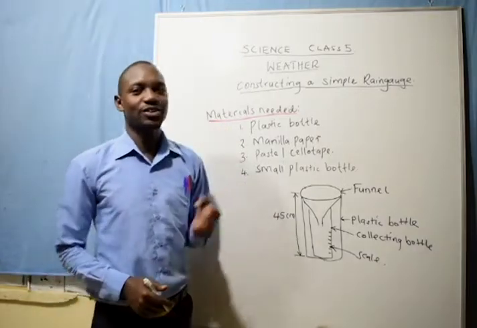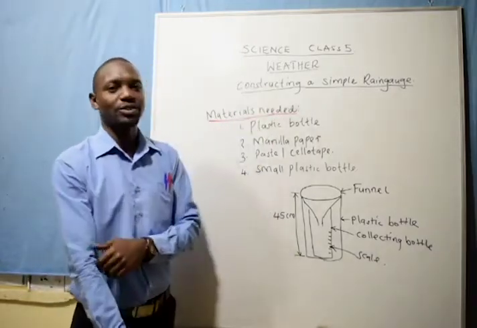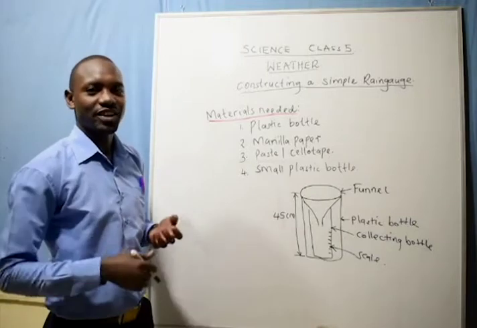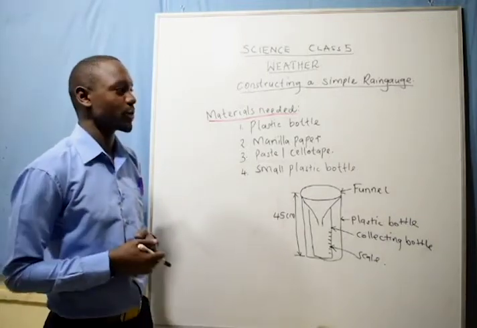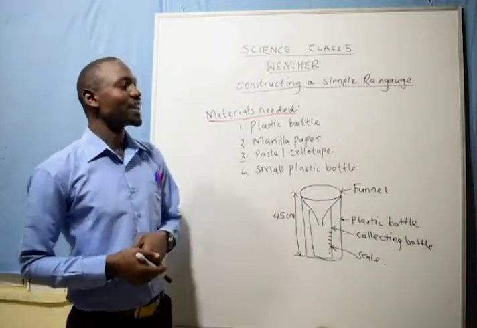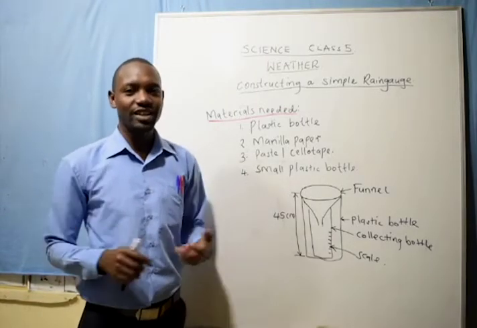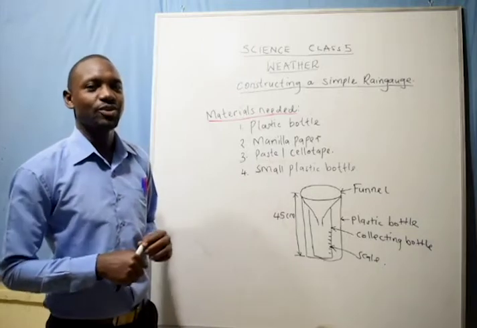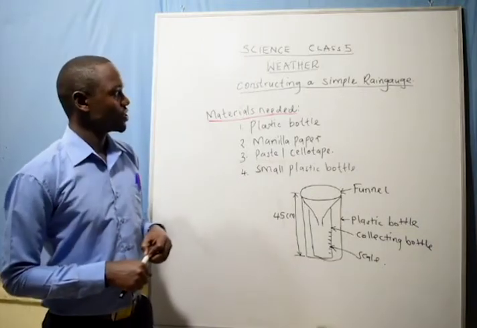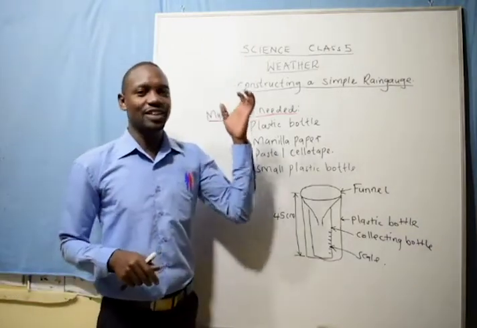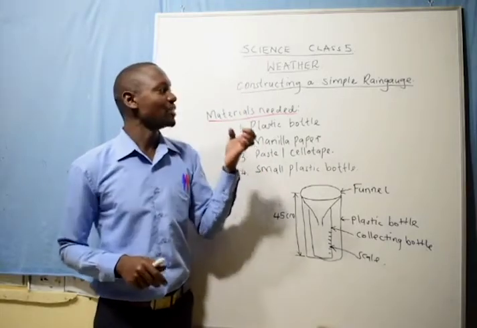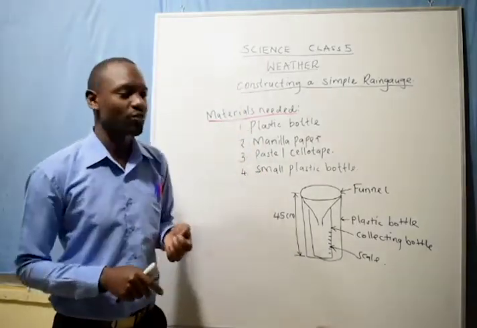And remember, we are still on the topic weather, whereby we say weather is the atmospheric condition of a place over a short period of time. We said we have various aspects of weather, or the conditions of weather. That is rain, sunshine, wind, humidity, and temperature. We say that there are different weather instruments. These are instruments which are used to measure the aspects of weather.